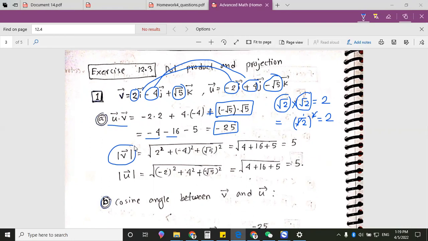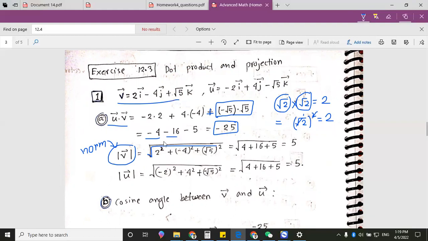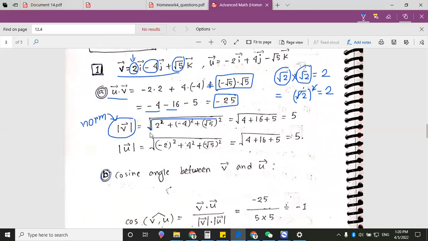And maybe it was called the norm, right? Norm value. So the norm value of v will be root over... we have to look at the corresponding numbers here. So v is here, so the norm of v will be root over 2 square plus minus 4 square plus root over 5 square. It will be root over 4 plus 16 plus 5. If you calculate, you will get root over 25, that means 5.